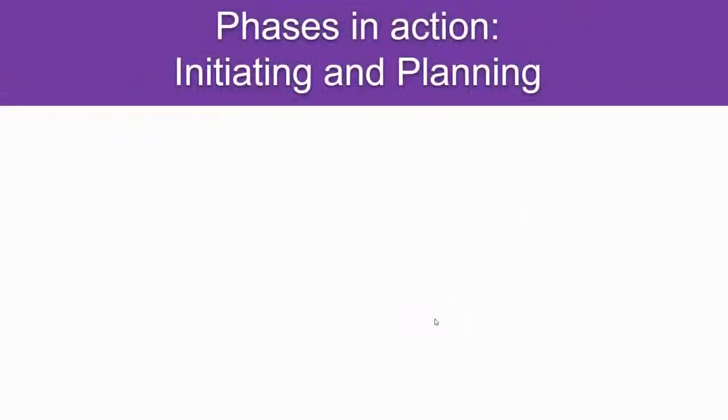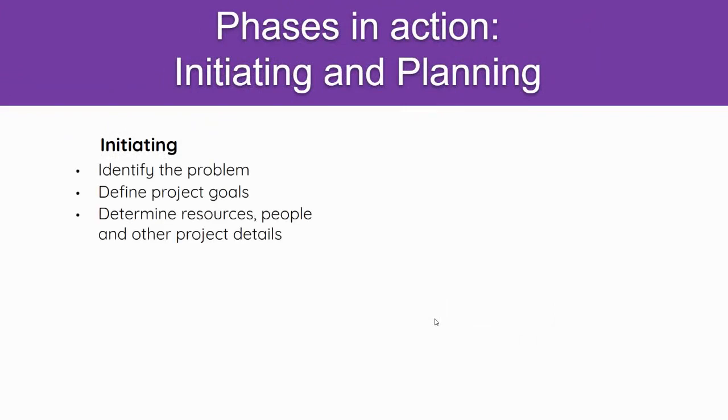Kudos, guys, you have completed this key understanding about the project lifecycle. Let's make a little move into initiating and planning the project, putting these phases into action. During initiation, we identify the problem, we define project goals, we determine resources, people, and other project details. We also get the project approved by the donor or the company boss or whatever structure is set up in terms of the decision gate.